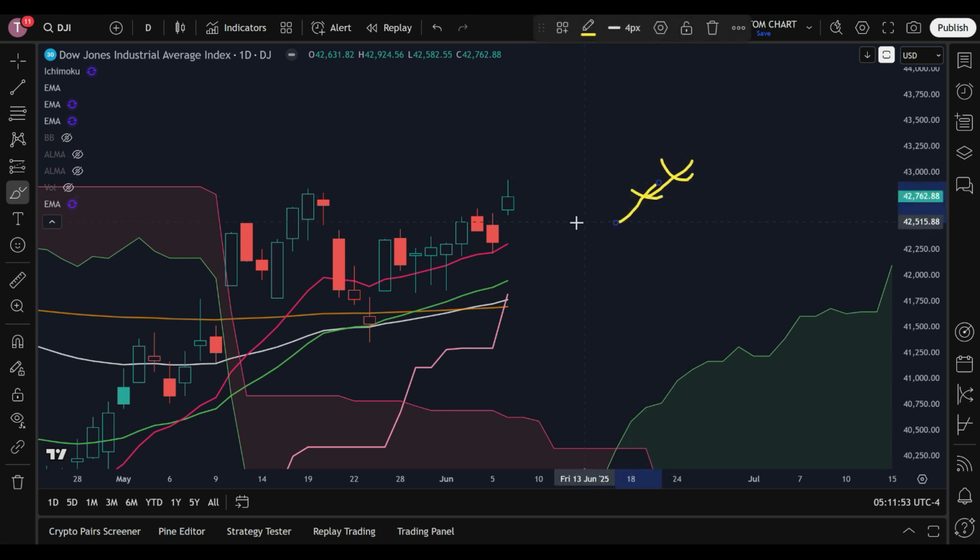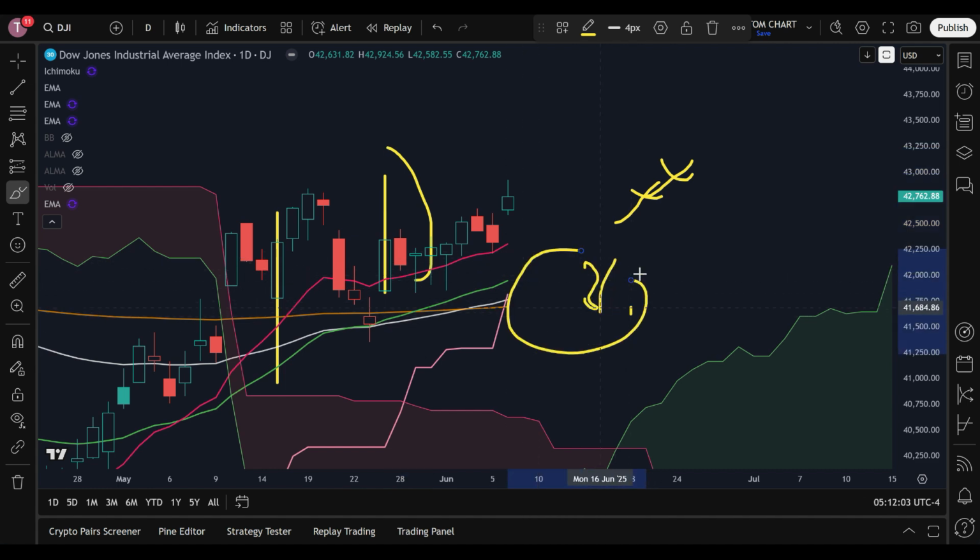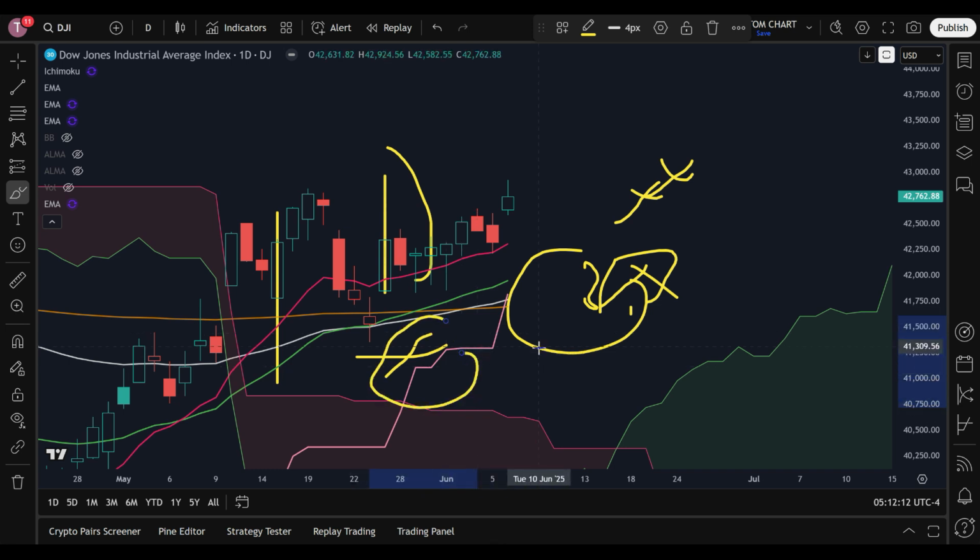Because for that to happen we need a very heavy weekly candle. This is the daily, but a very heavy weekly candle, like more than 2 or more than 3% bullish movement. Then only can we anticipate the moving averages to give a bullish crossover on the weekly chart, otherwise not.